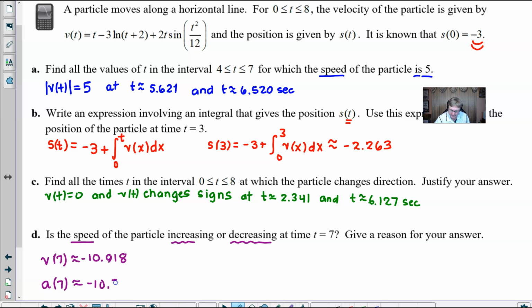Now you have some very powerful evidence here. Because the velocity and acceleration have the same sign, you can say that the speed is increasing. I want you to think about that for a little bit. So the speed is increasing.